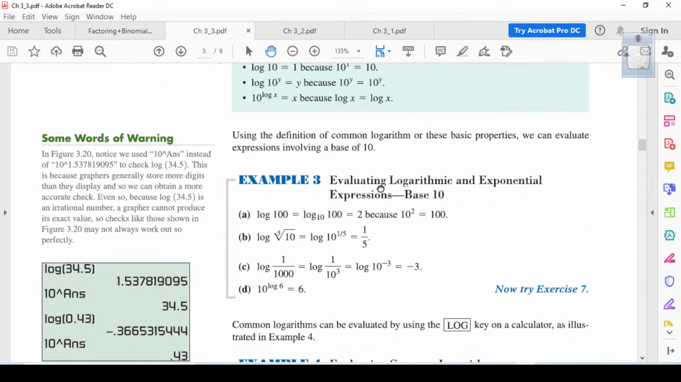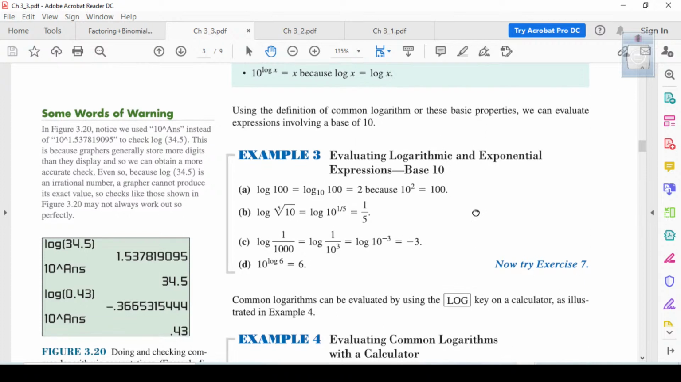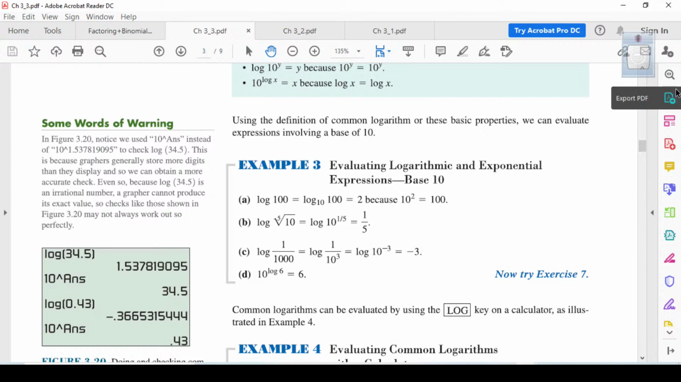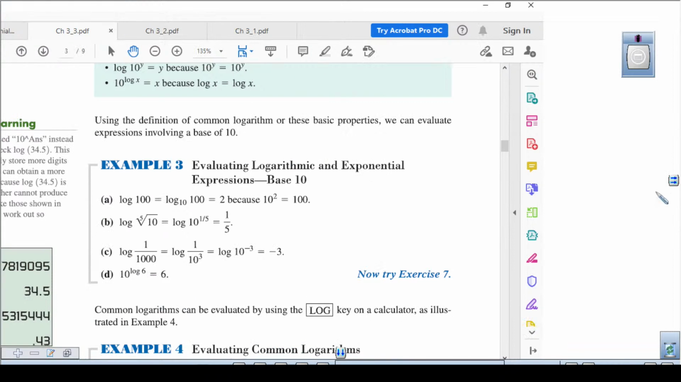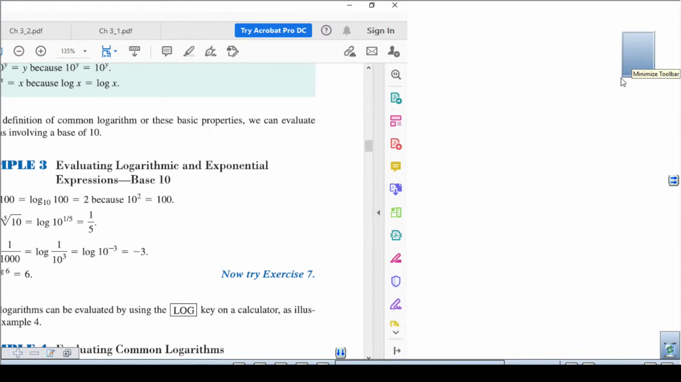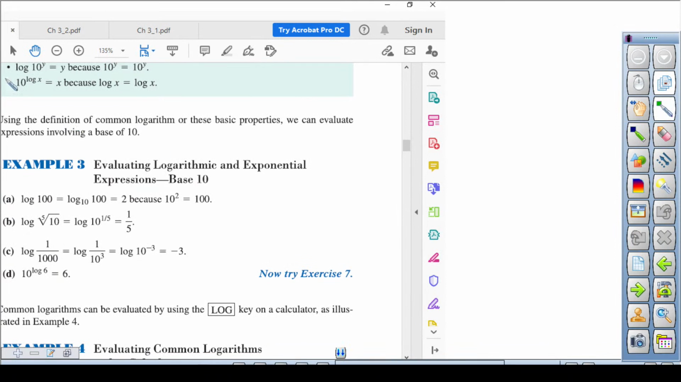All right, let's see if we could do some examples on this. Evaluating logarithmic and exponential expressions when the base is 10. Let's say I have the first one here, log of 100. How do you evaluate log of 100? Well, let's take a look here. They wanted me to evaluate log of 100.